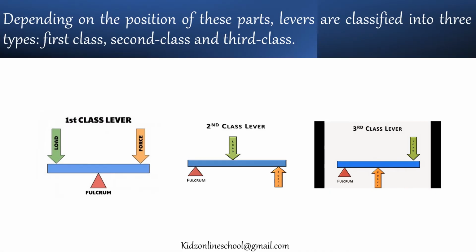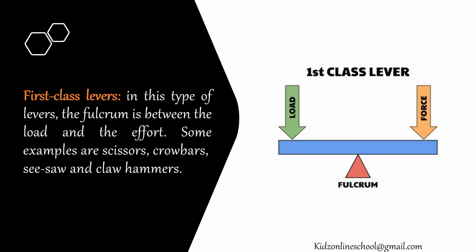Depending on the position of these parts, levers are classified into 3 types: first class, second class, and third class. First class. In this type of lever, the fulcrum is between the load and the effort. Some examples are scissors, crowbars, seesaw, and claw hammers.